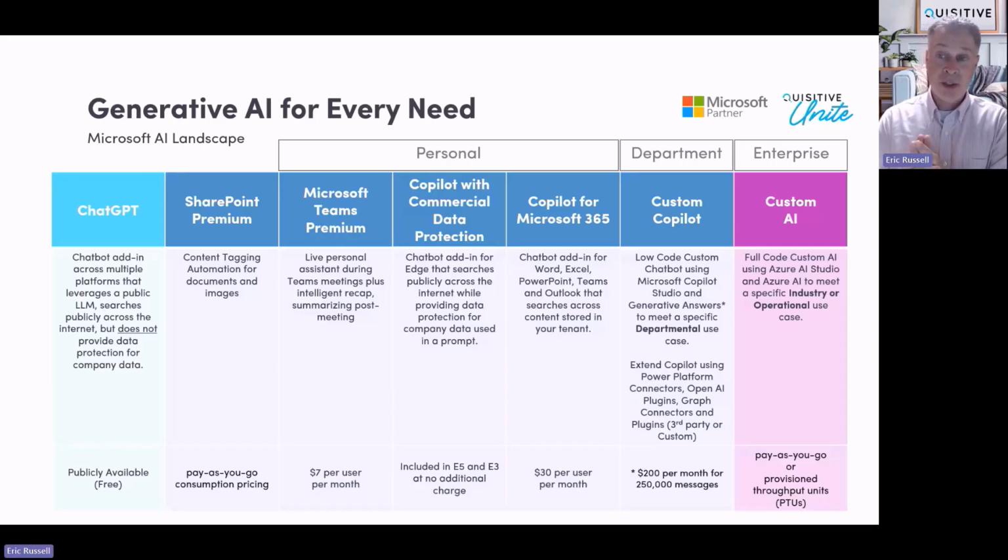Now, I have all three of those: Teams Premium, Copilot with commercial data protection, and Copilot for Microsoft 365 labeled as personal assistant use cases. And that's true. I'll give an example here. There are two use cases that I use quite often in my day-to-day job. I'm on a lot of calls where we are talking about technology and solutioning. And so generally the way those calls go is that we're listening to the business problem and we're trying to understand what we are solving. We're then talking about some technology alignment around what could solve that problem or how we might address that.